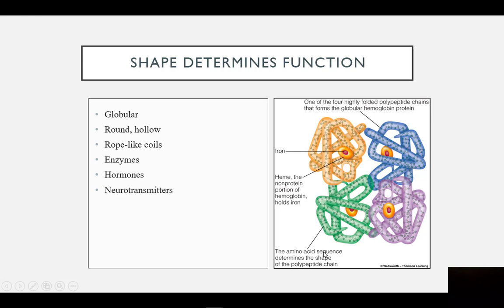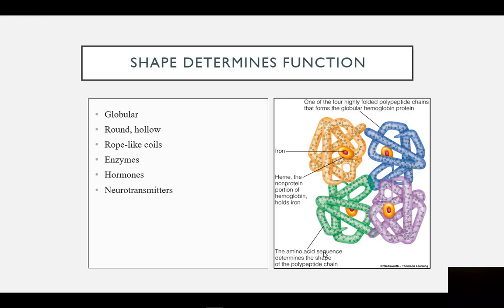The different types or shapes of protein will have different functions. For example, hemoglobin in red blood cells are globular. Some proteins are round and hollow so they can carry material inside. Other proteins are rope-like coils to give strength and elasticity. Enzymes and neurotransmitters in our body are made of proteins. And many of our hormones, especially the growth hormones and insulin, are made of protein.